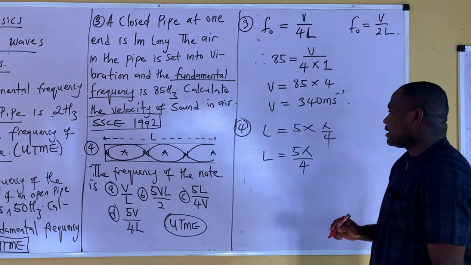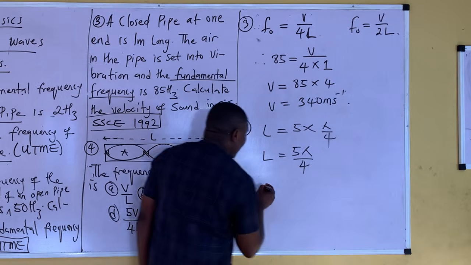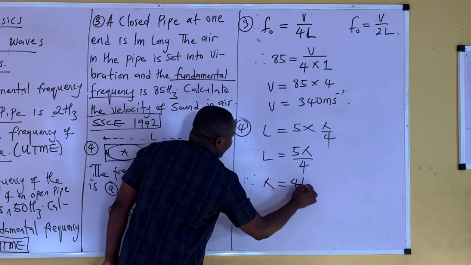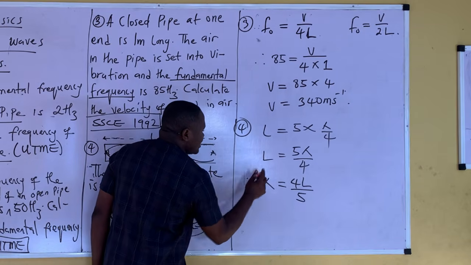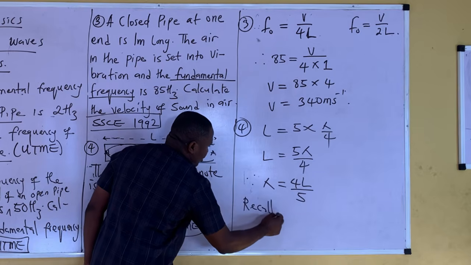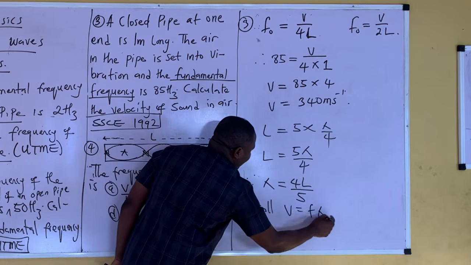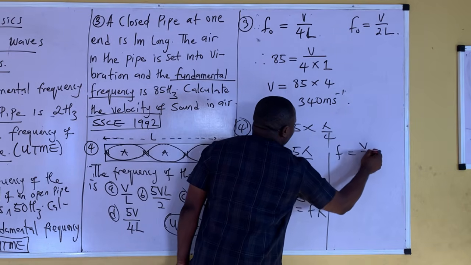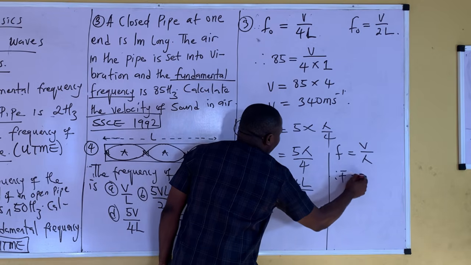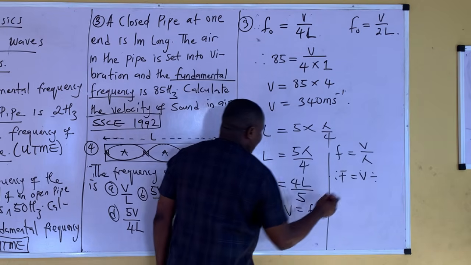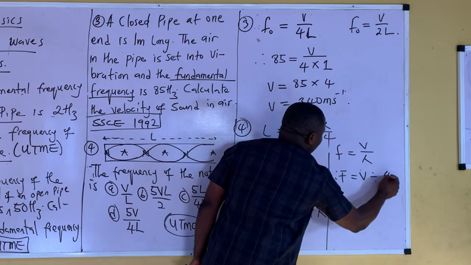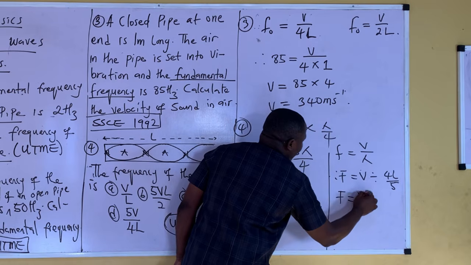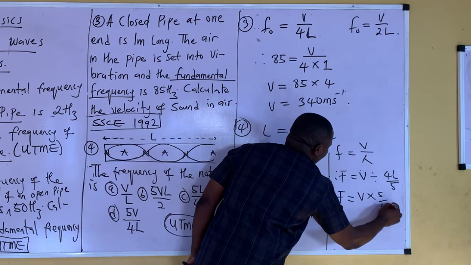They are asking us to find the frequency. Now recall that, therefore, wavelength is equal to 4L over 5. Recall that V equals F lambda. If V equals F lambda, that means F is equal to V over lambda. Therefore, F equals V divided by lambda, and lambda is 4L over 5. So F is now equal to V times 5 over 4L.